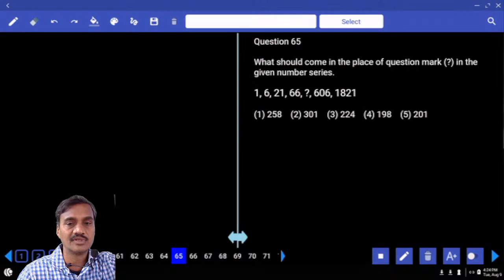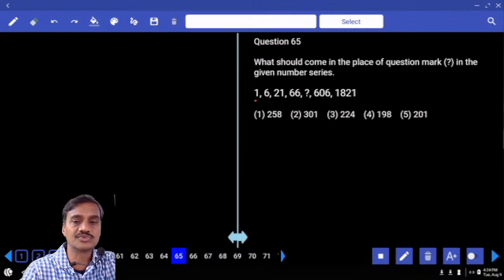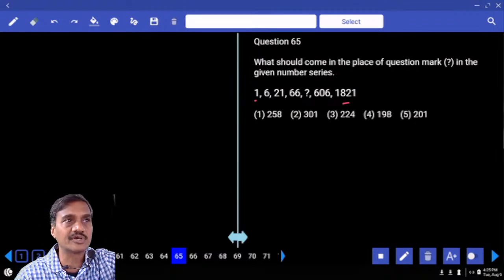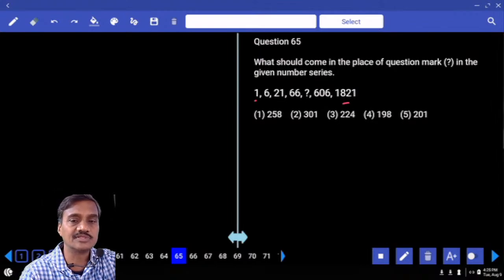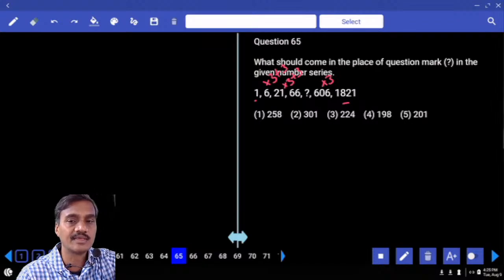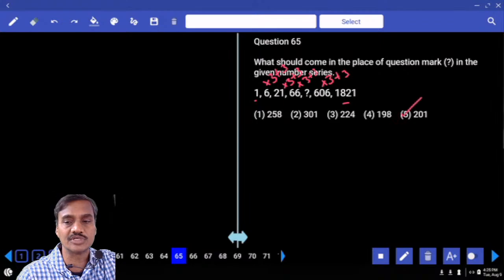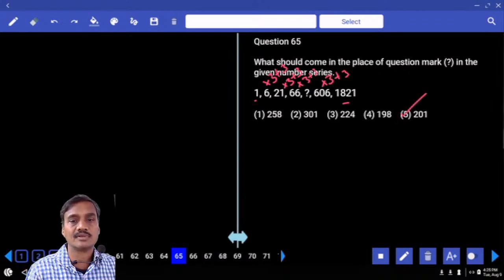And finally 65. Now 1, 6, 21. 1 to start with, going up to 1800. That means the numbers are increasing. That means we need to go for either product or combination. Product is not possible between 6 and 21. Again 21 and 66. Hence it must be combination. Combination: 6 into 3, 18 plus 3, 21. 21 into 3, 63 plus 3, 66. And 6 into 3, how much is that? 18 plus 3 is 21. Now 66 into 3 plus 3. Now 66 into 3, 198 plus 3, 201, choice 5, question number 65. The logic is into 3 plus 3 is constant. Clear?